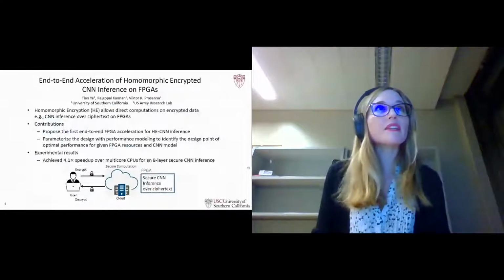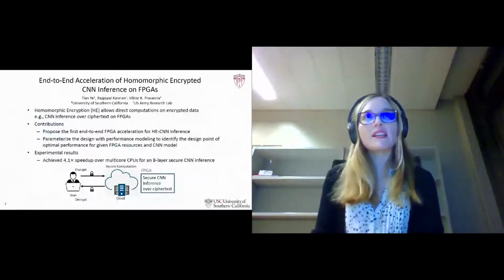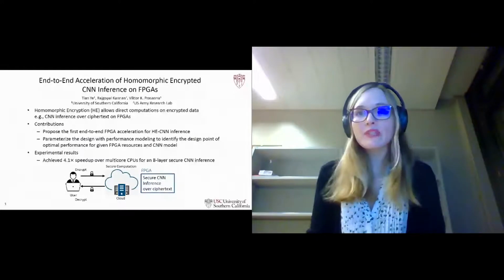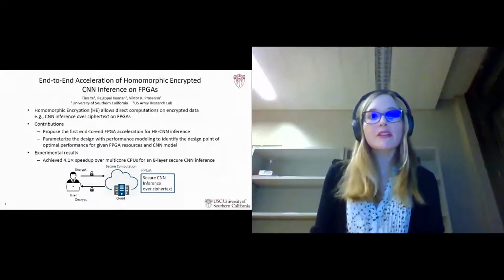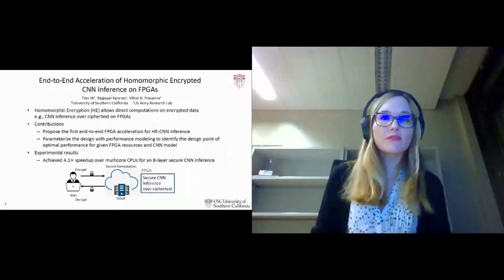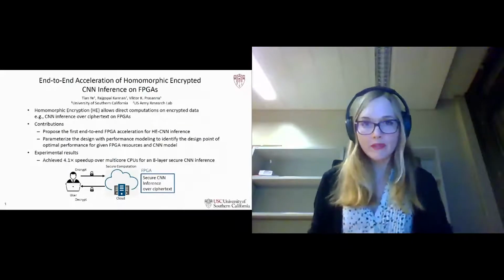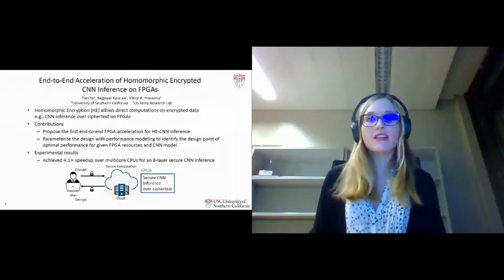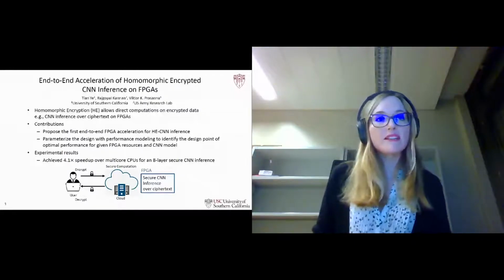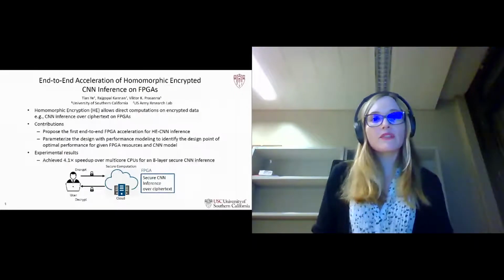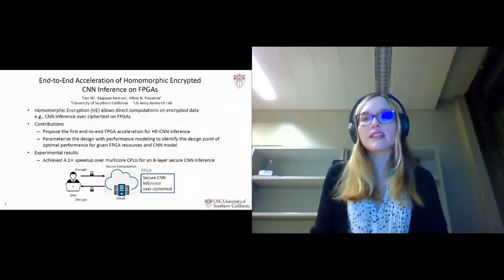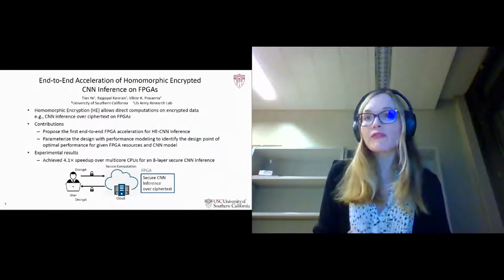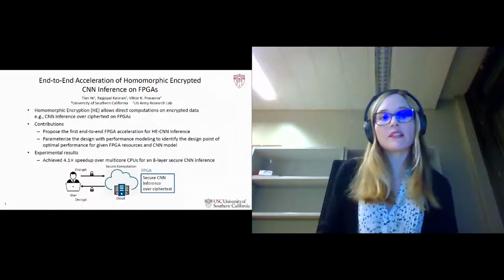Our next poster is from the University of Southern California and the US Army Research Lab. It studies homomorphic encryption, which is promising for performing secure inference because the encrypted data is sent from the user to the cloud server and back without being decrypted. So the authors propose an integrated design for end-to-end acceleration of homomorphic encrypted CNN inference, and they develop a parameterized performance model to evaluate the design latency and resource consumption. The proposed FPGA implementation achieves over 4 times performance improvement over the software baseline.